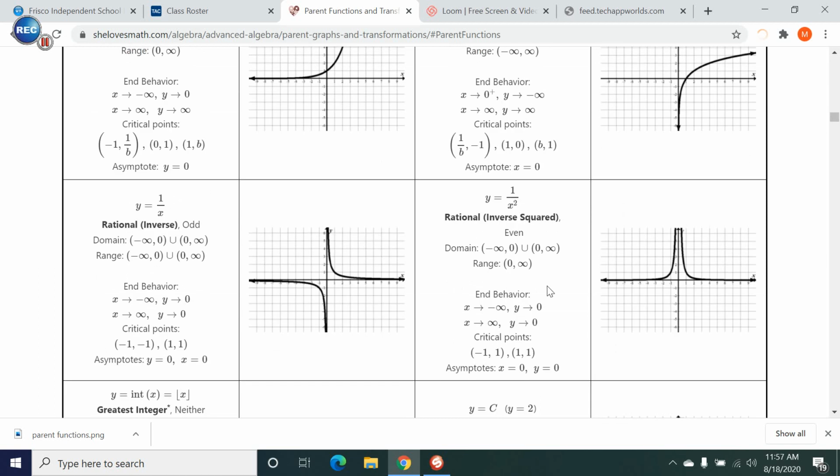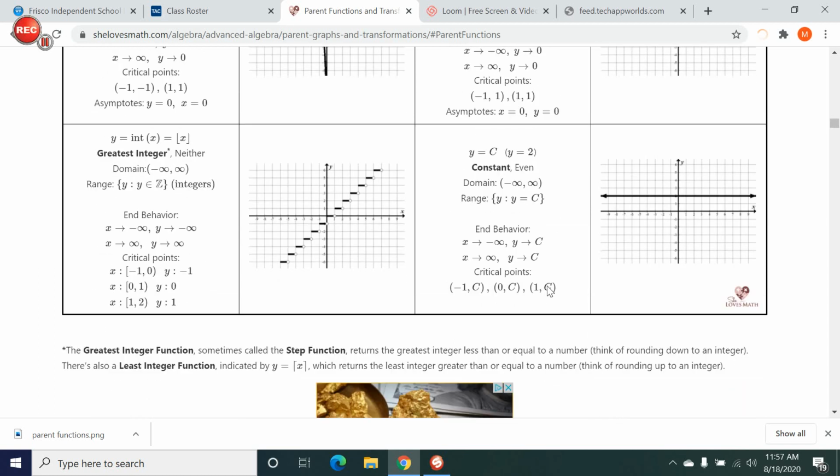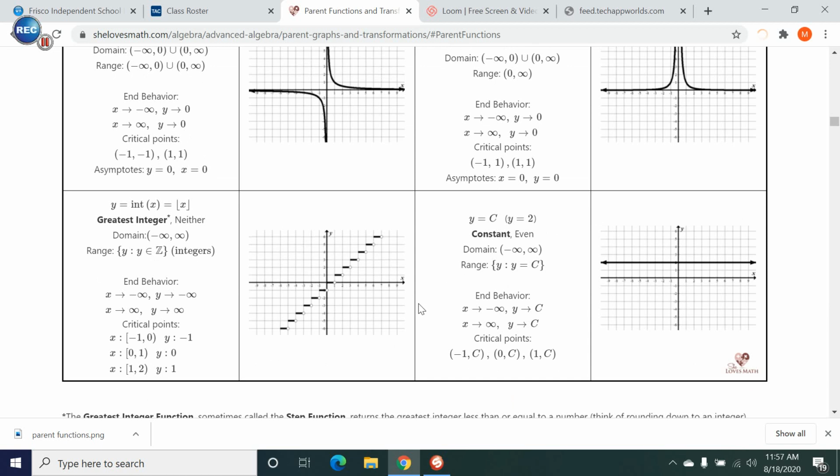I did not ask you to grab this one, so you don't have to worry about that one. I'll come back to this here in just a second, but here's the constant. The person that came up with this decided to use y equals 2, so here's what the graph looks like.